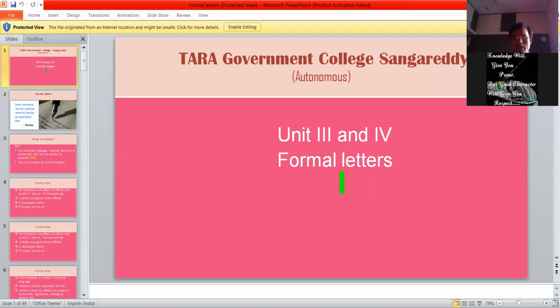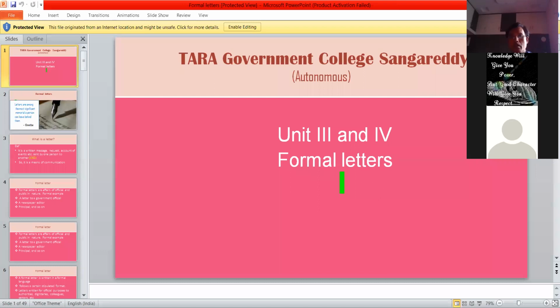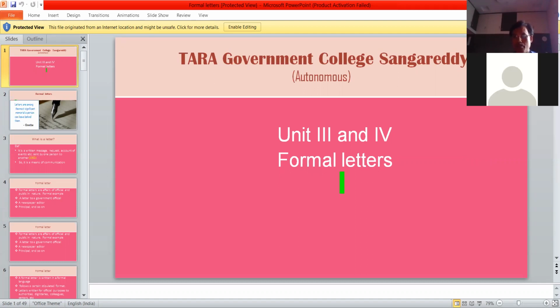So, let us start with the topic. Formal letters. The other day, I started this one. There are two types of letters in the English language. For the purpose of clarification, let us not restrict ourselves to only letter writing being a simple thing.